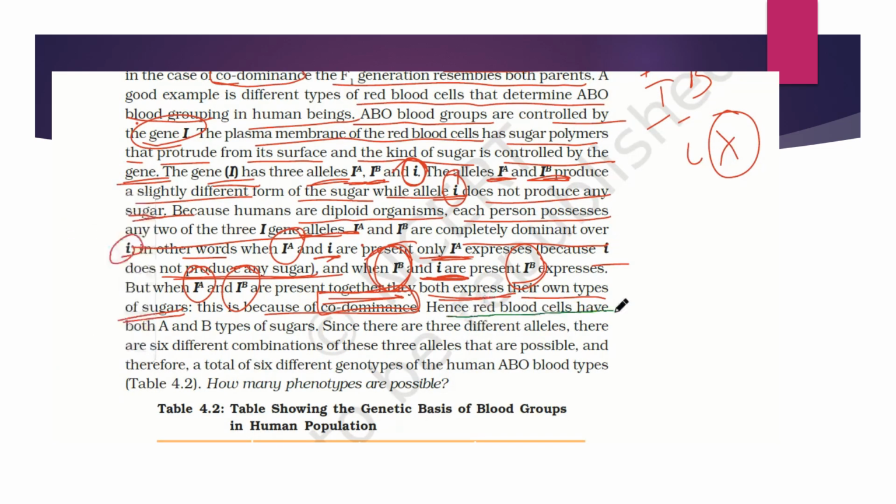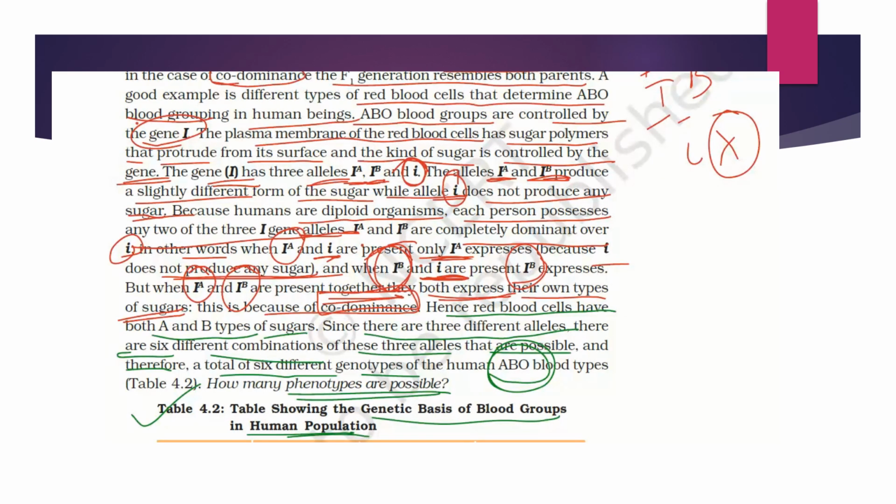Hence, red blood cells have both A and B types of sugar. Since there are three different alleles, 6 different combinations of these 3 alleles are possible, and therefore a total of 6 different genotypes of the human ABO blood group system are seen. So how many phenotypes are possible here? How many visible blood groups will we see? This table shows the genetic basis of blood groups in the human population, right?